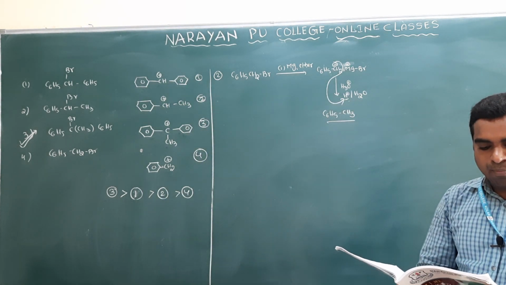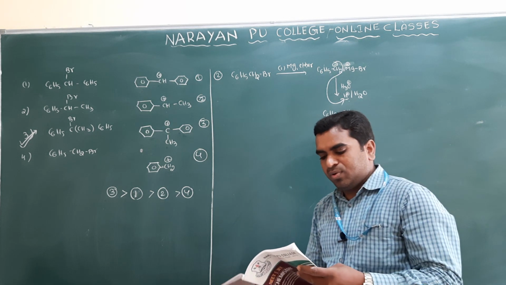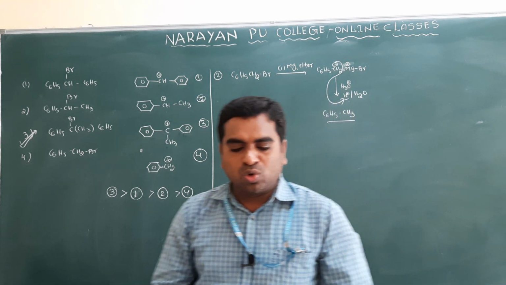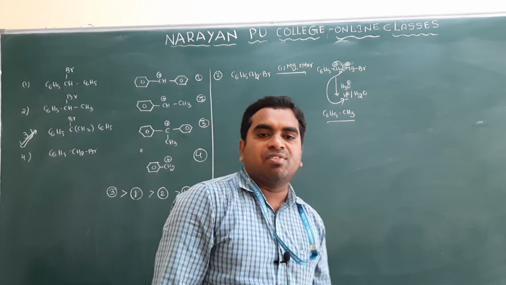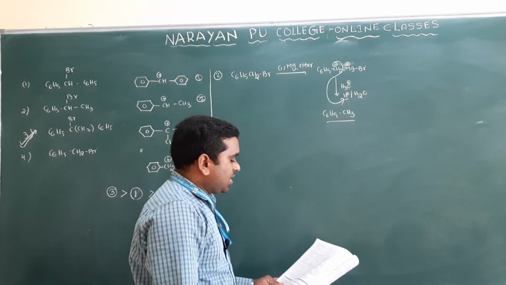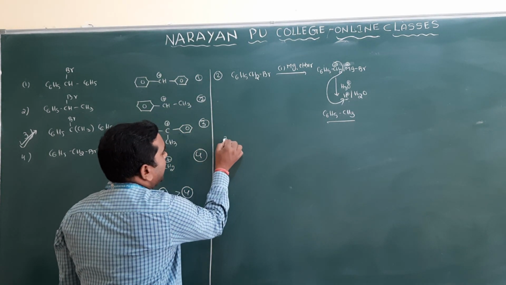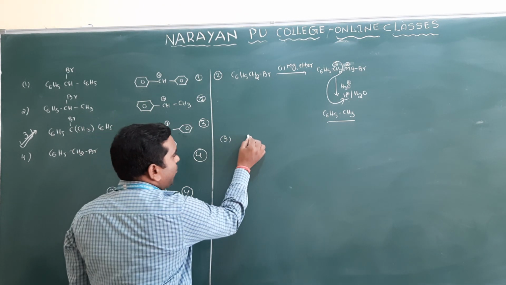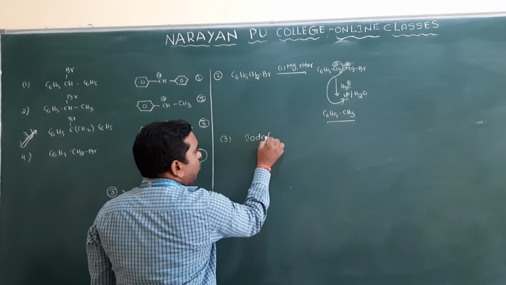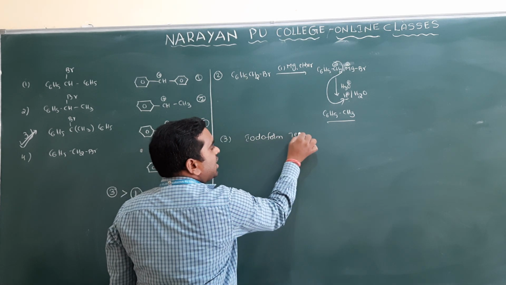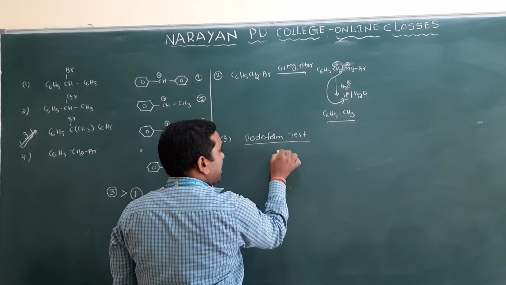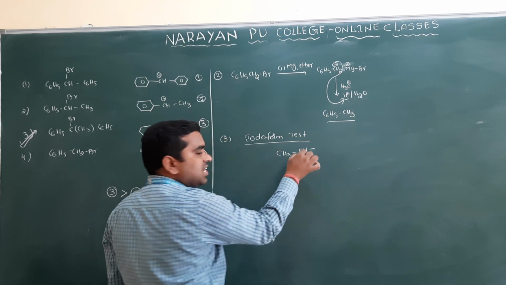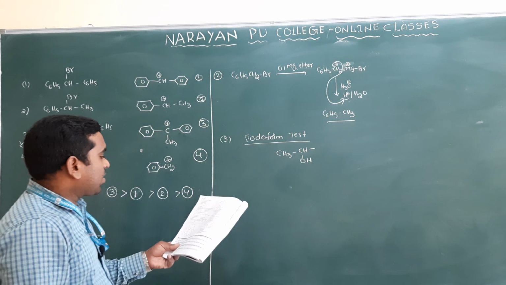Next one, of the following compounds, which will give, with 4 options, which of the above compounds on being warmed with iodine solution and NaOH will give the iodoform reaction? Means here we have to identify which of the following alcohols will give the iodoform test. I have already mentioned what the iodoform test is. Clear? For any alcohol to give the iodoform test, that alcohol must have the group CH3CHOH. Clear? See which alcohol has it.